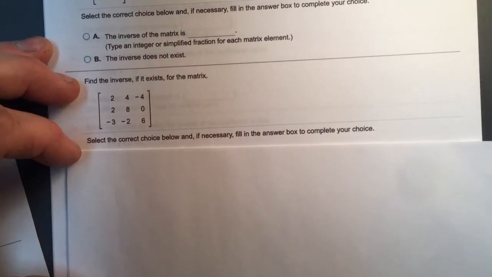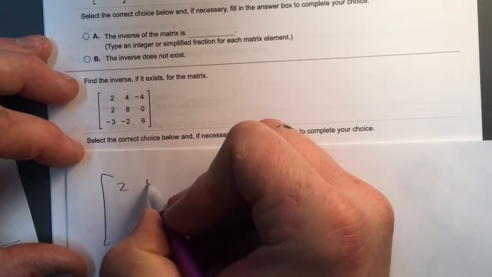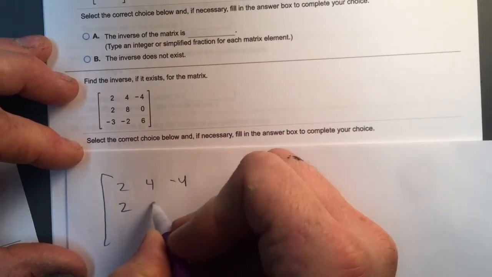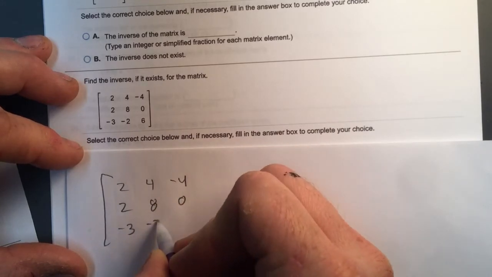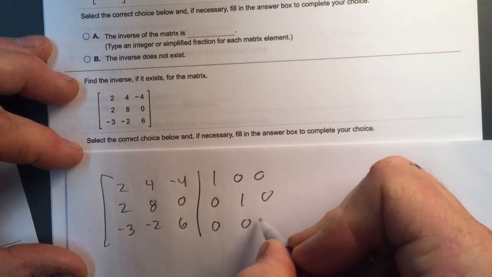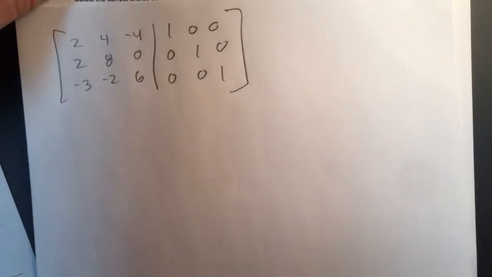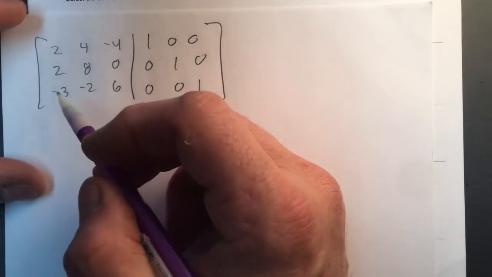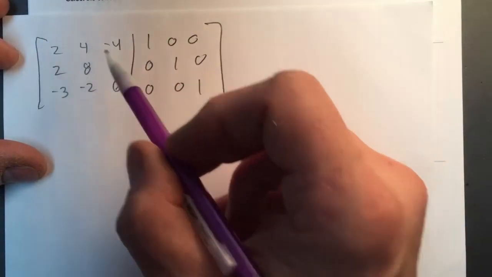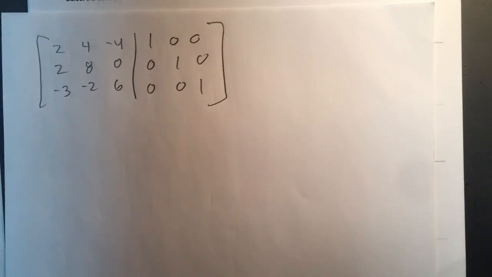All right, so let me write this thing down here. 2, 4, -4, 2, 8, 0, -3, -2, 6, 1, 0, 0, 0, 1, 0, 0, 0, 1. Now, I'm going to do my row operations and get this identity over here. This one looks like it might be a little bit tougher, but we're going to chug on through it.